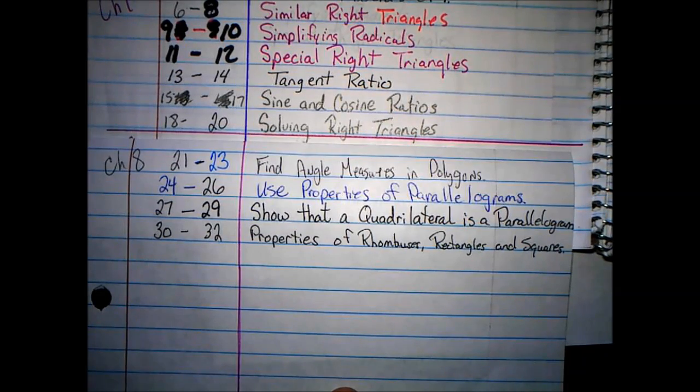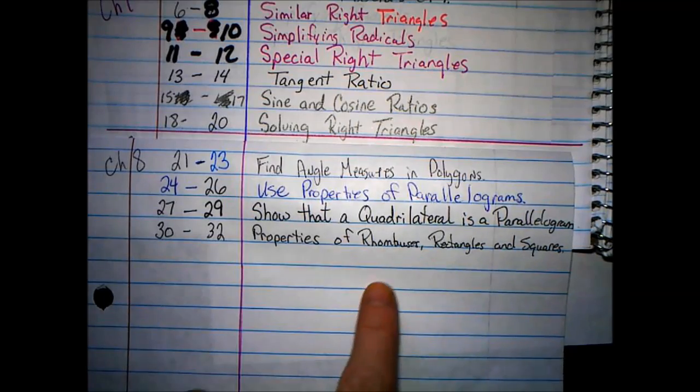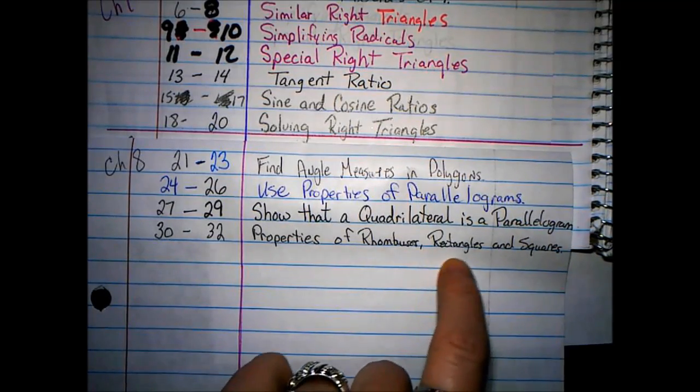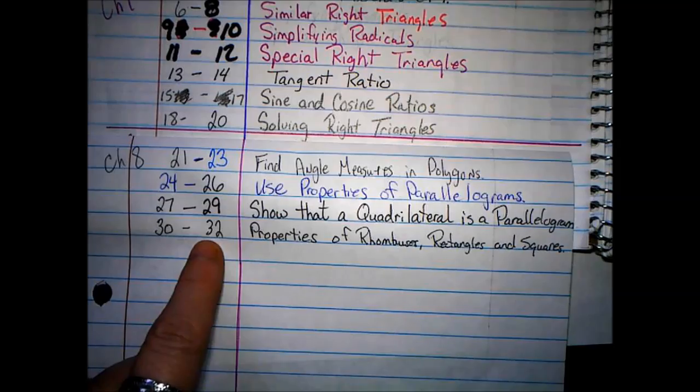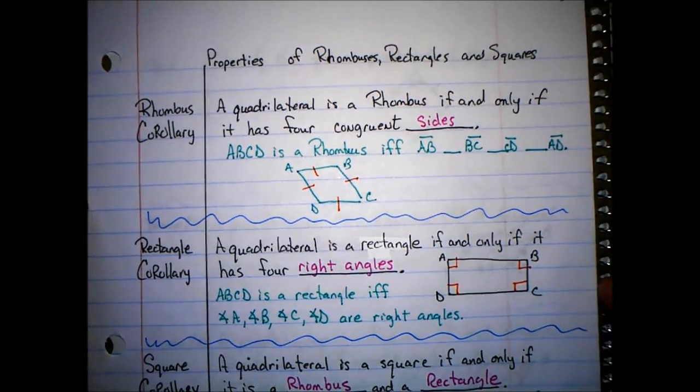Here, notice number 4. This is 8.4, properties of rhombuses, rectangles, and squares, pages 30 through 32. Okay, here it is. Properties of rhombuses, rectangles, and squares.